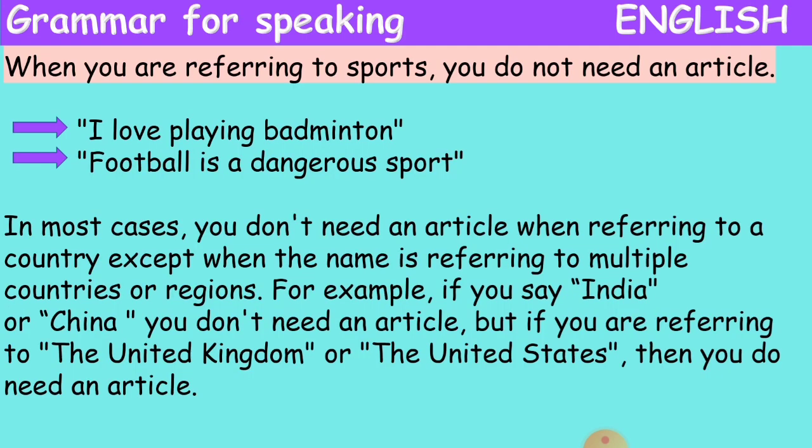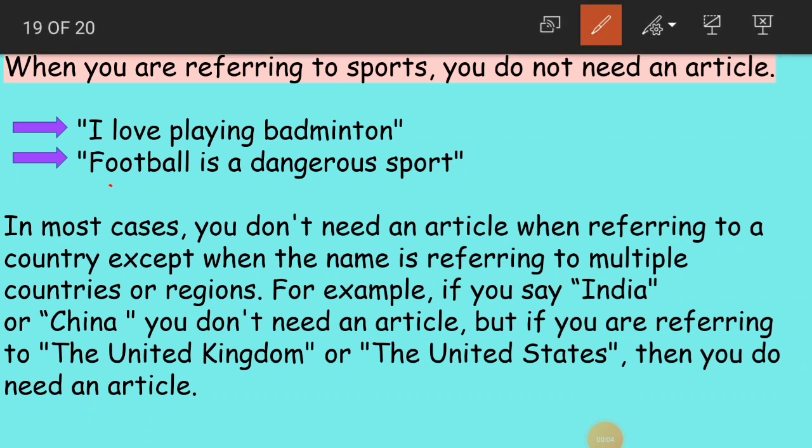Okay, children? Now, when you are referring to sports, you do not need an article. So for example here, I love playing badminton. So here you are referring to badminton. You love to play it. So you didn't use any article here. But again in the second sentence, we are telling about a subject. What is that? Football. So football is a dangerous sport. But here again you got an article. So you have to get a clarification here, children.